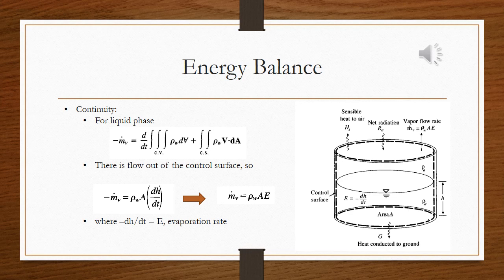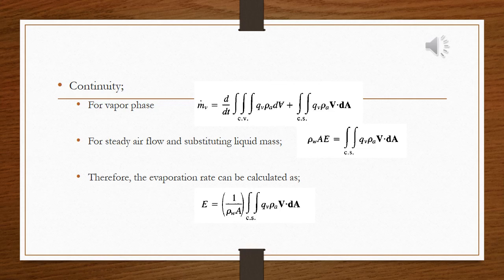After we complete the liquid phase, let's go to vapor phase. Because it is multi-phase flow, right? For water vapor, we write again our continuity equation as follows: m dot v is equal to d over dt, control volume integral, specific humidity rho a dV, plus control surface specific humidity rho a v dA. Why is it not one, and is specific humidity?